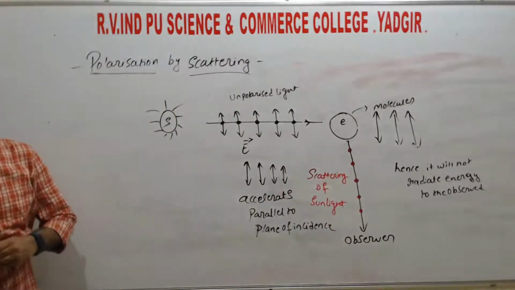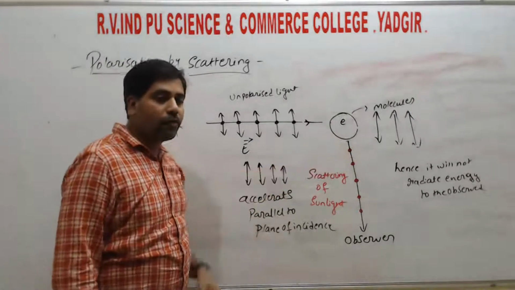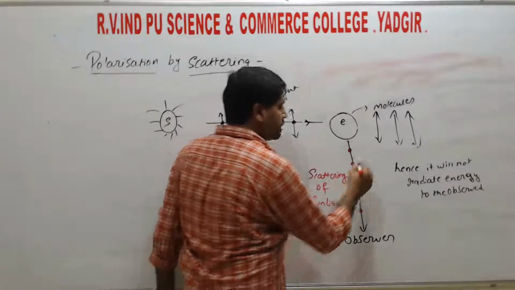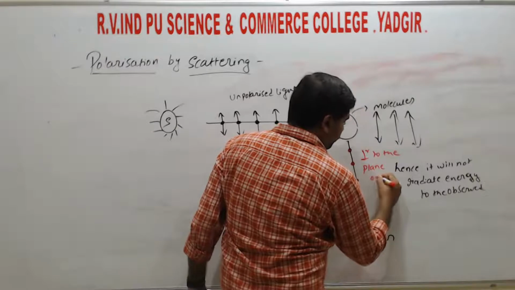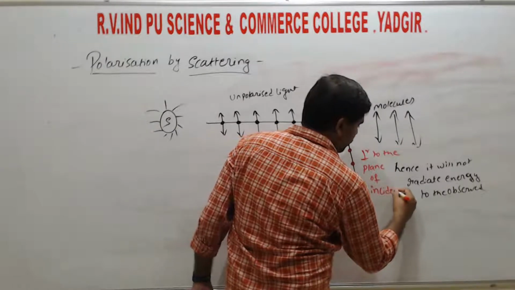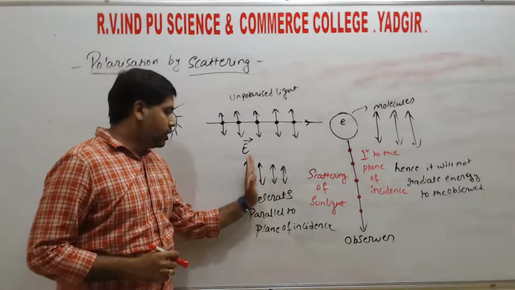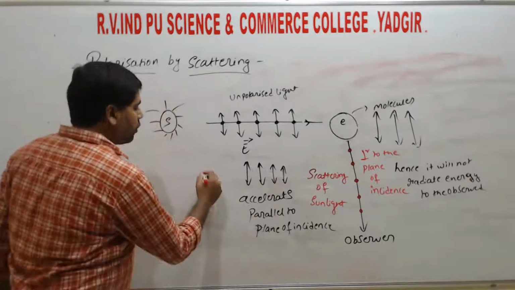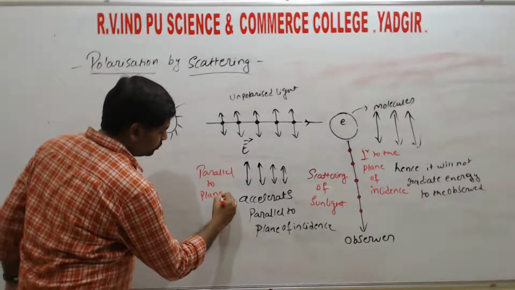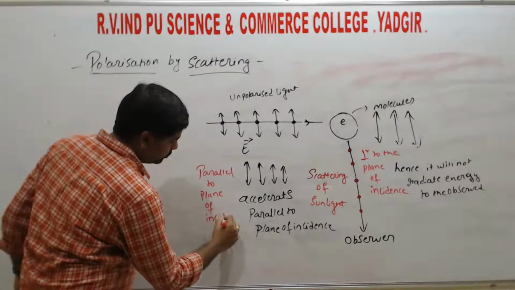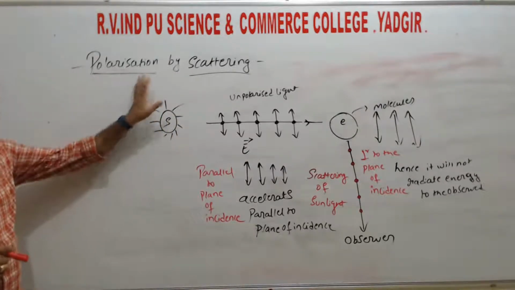Right? So this is also a simple phenomenon. So these are perpendicular to the plane of incidence. So the dot represents the vibrations which are perpendicular to the plane of incidence. And these are the vibrations which are parallel to the plane of incidence. Right? So this is about the polarization by scattering.